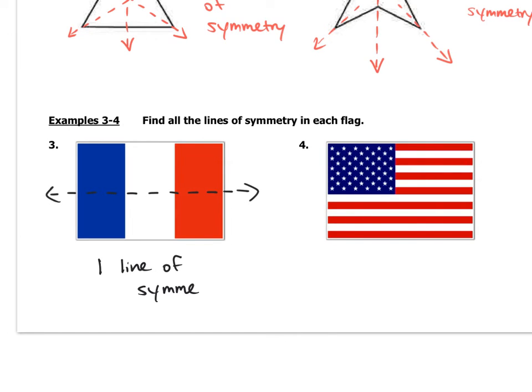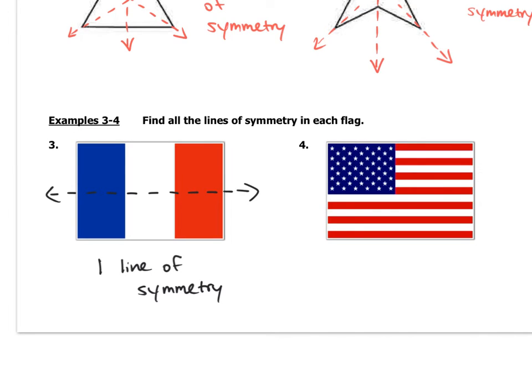Okay, and number 4, we have the American flag. And I want you to take a second and see if you can find any lines of symmetry there. Okay, for this one, there actually are no lines of symmetry. There's no way to draw a line so that you could fold one half over the other and get the same mirror image, just the way the American flag is set up.